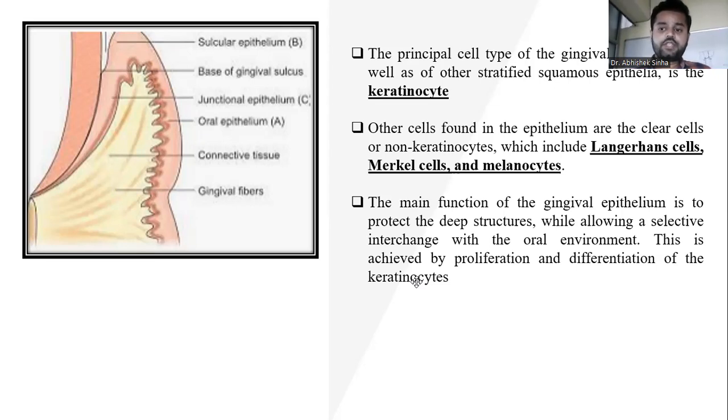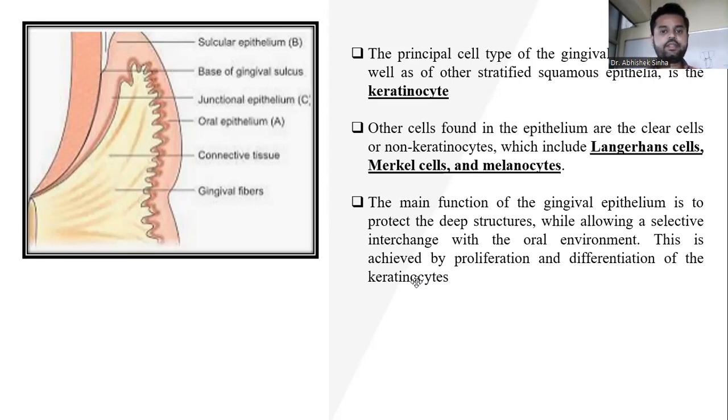The main function of gingival epithelium is to protect the deep structures while allowing a selective interchange with the oral environment. This is achieved by proliferation and differentiation of the keratinocytes. Please understand what is proliferation and differentiation? Proliferation is increase in the number. Differentiation is how specialized they are.